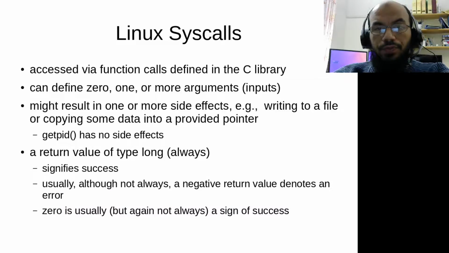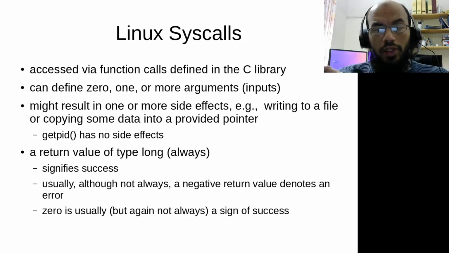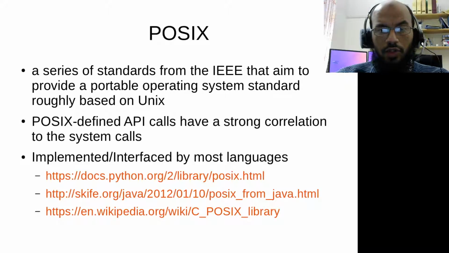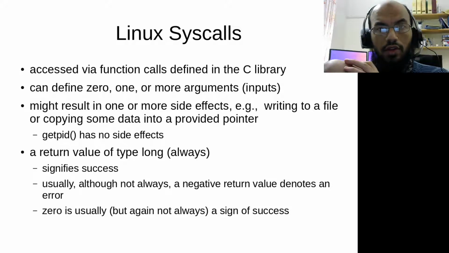Okay, and Linux system calls are accessed via function calls to the C library. That's the way you would do it in normal programs, and they are defined in the C library. You can actually go to this link, for example, the C POSIX library, to look at that, and you can have arguments going into the syscall, and your system call can result in one or more side effects.